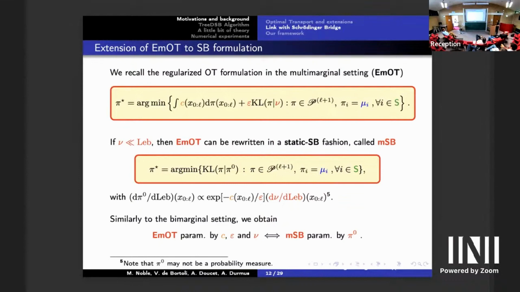multi-marginal optimal transport problem. So the idea is, okay, maybe I want to solve this, or I want to solve this. But have in mind that what we have in the non-regularized bimarginal setting, you have this in the regularized multi-marginal setting. Right? And so the idea is all your parameters, C, epsilon, and nu, get into pi naught.